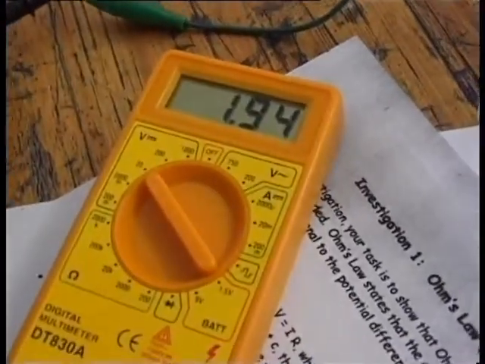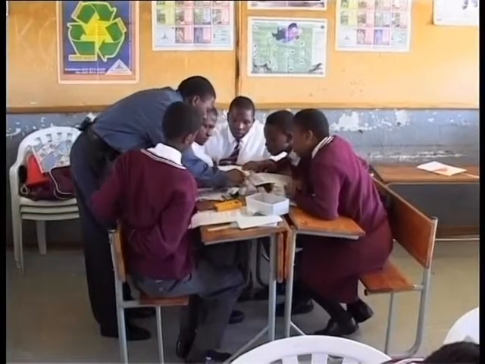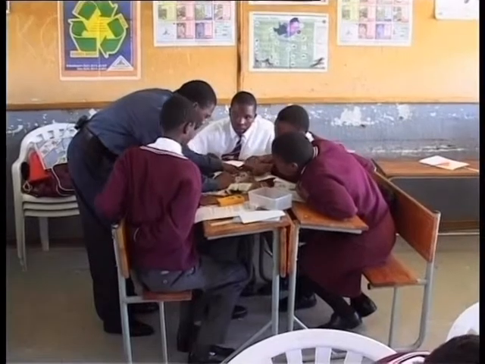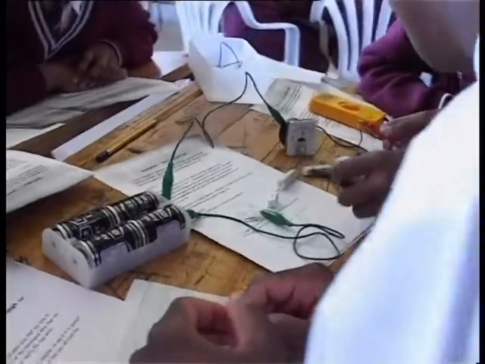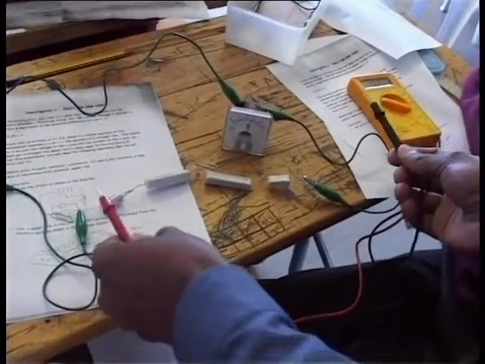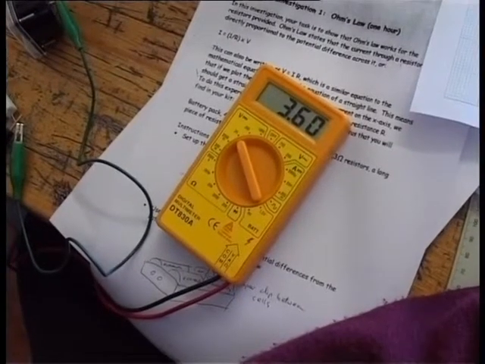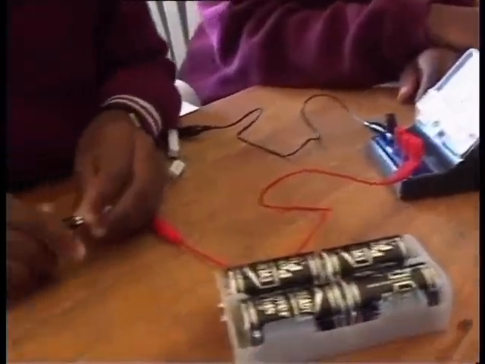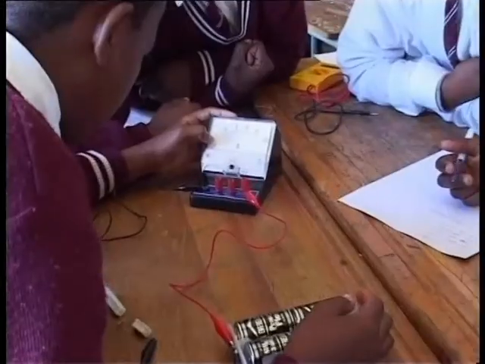It is now 1,94, right? The voltmeter, right? The teacher will also demonstrate taking the potential difference across the resistors with different numbers of batteries. If it shows negative, it means you must swap your wires like this. Put one over there and put that over there. It's 3,6. With practice, the learners are able to do it for themselves.